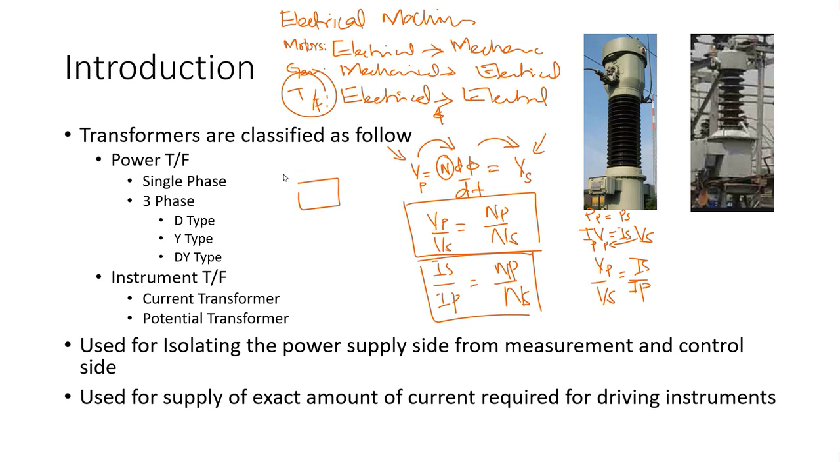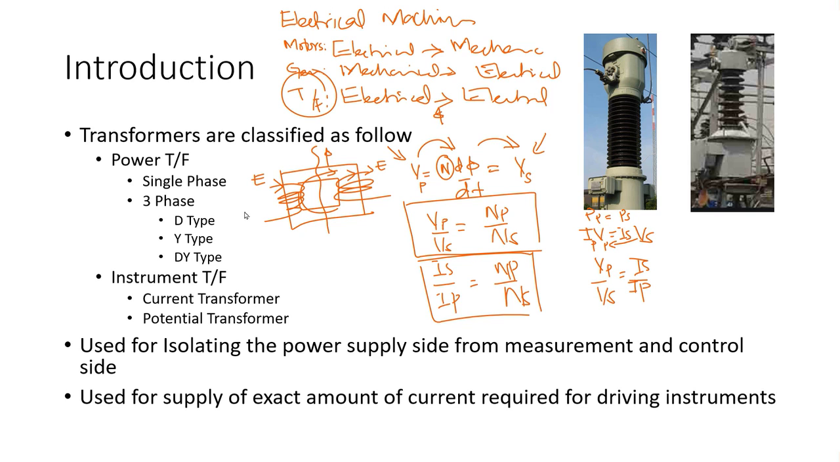So transformer can be something like this, in which we apply power on this side and we get power from this side. So this power would be electrical power and this power would also be electrical power, but there is no electric connection between these. So this circuit is separate from this circuit electrically. It is only connected magnetically using this flux.